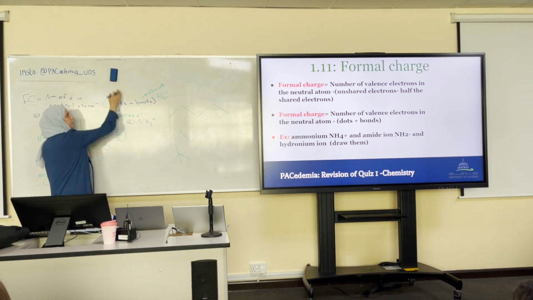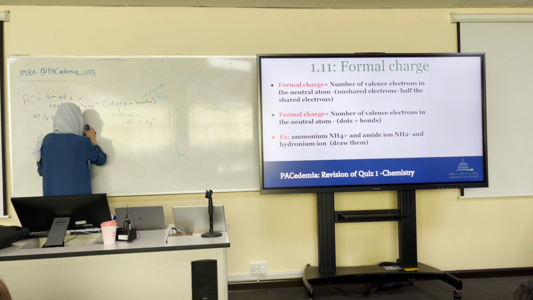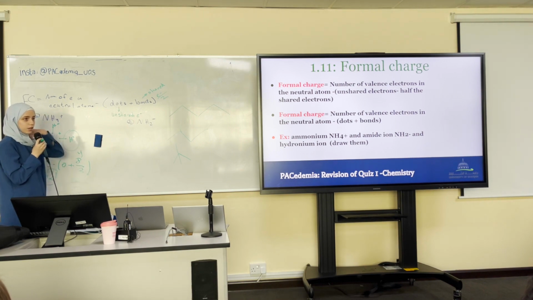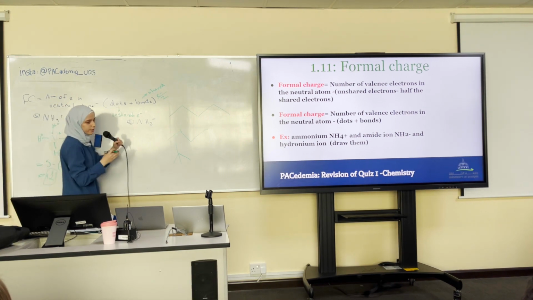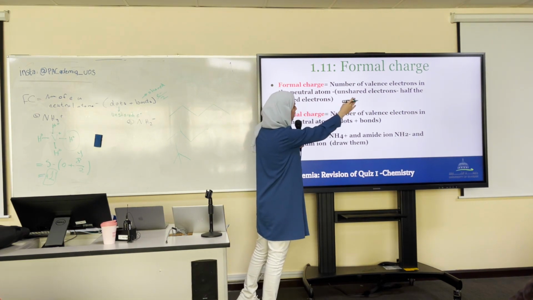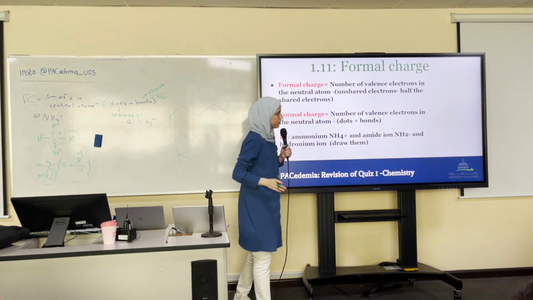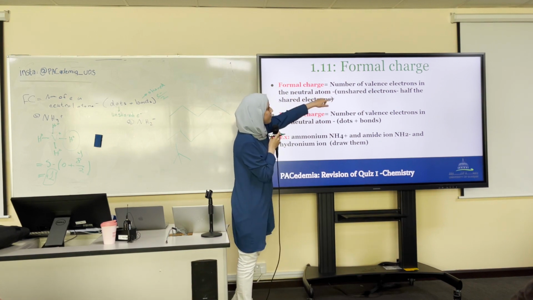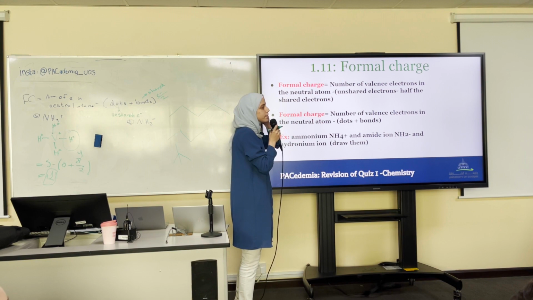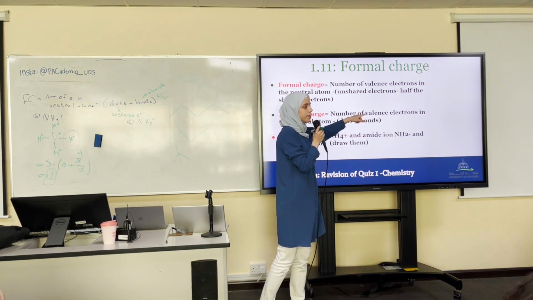Now we will do it on NH2. Sorry, dividing by 2 from the formula here, the number of valence electrons minus the unshared electrons, here it should be plus half of the shared electrons. You can take it as dots plus bonds.